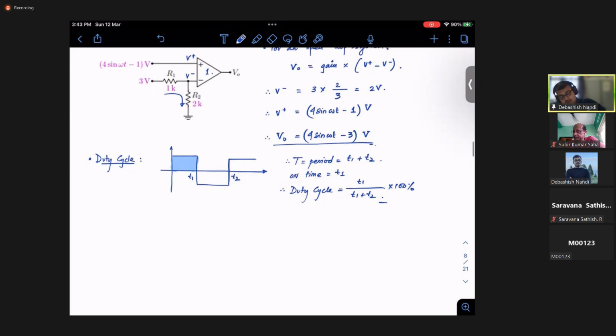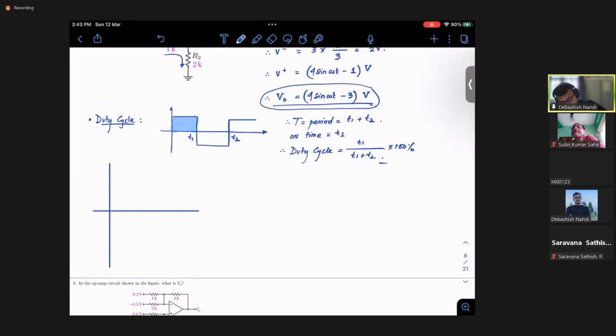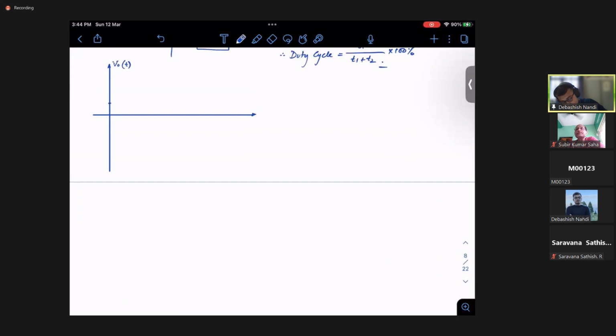So what about this? How to find out the duty cycle of this signal? The way to go about it is you simply try to draw a sine curve, right? What is the maximum positive value? Maximum positive value is 1. What is the maximum negative value? For this it is -4 and -3, that is -7, right? So let me say, one scale is not up to mark. Let me go and draw it in this way. 1, 2, 3, 4, 5, 6, 7, right?